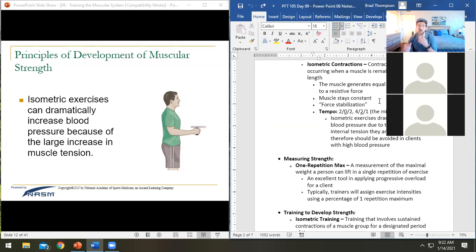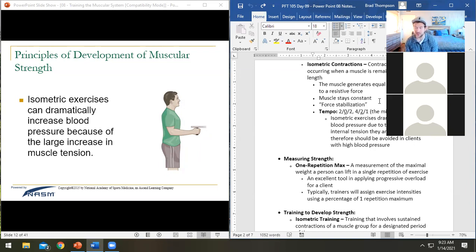Isometric contractions are often the muscles that are really responsible for surrounding your joints. They're not there to do these big movements. They're there to just hold everything in place, right? Your transverse abdominis, those inner ab muscles that hold your discs in place, are incredibly, incredibly important.